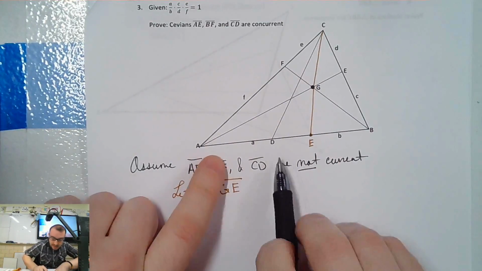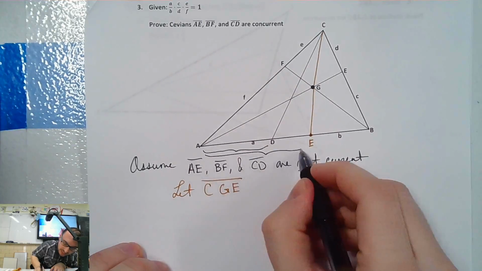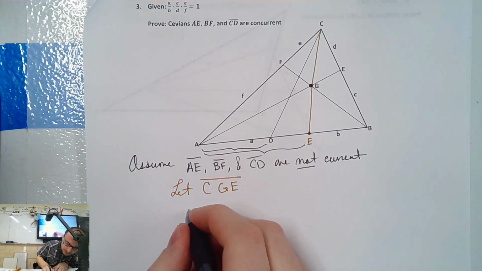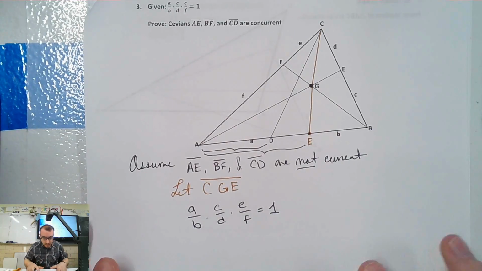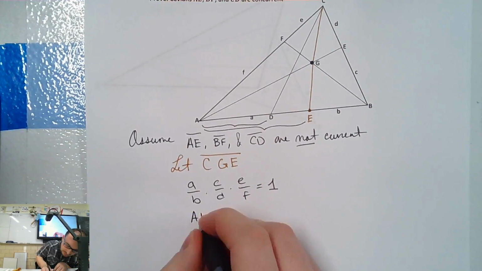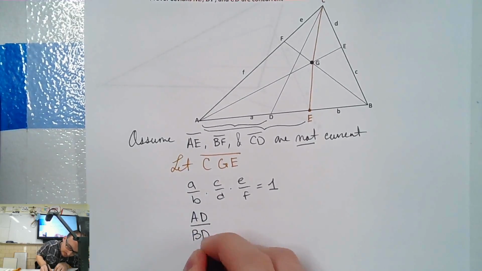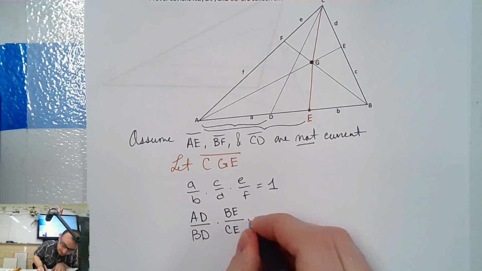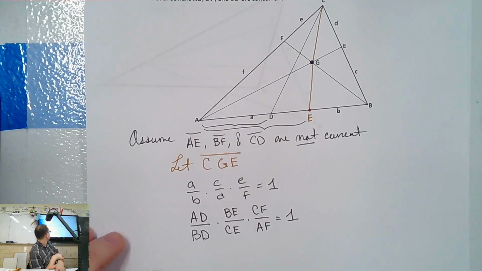What we're going to prove is that this distance here between A and D has to be the same distance between A and E. And we know that that's impossible. We know that A over B times C over D times E over F equals 1. So let's write that. A over B times C over D times E over F equals 1. But we know that A is the same thing as AD, supposedly. And B is the same thing as BD. C is the same thing as BE. And D is the same thing as CE. CF and AF. Cool.